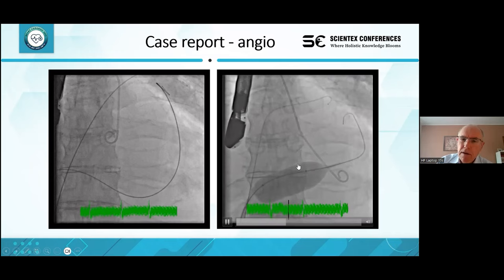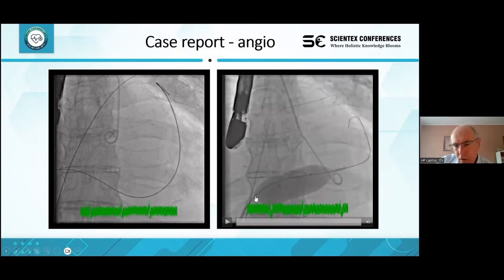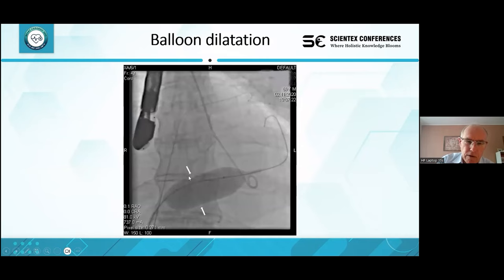Here is another angio. You can see introducing the balloon to the left atrium and through the membrane in the left atrium to one of the holes in this membrane, and dilated. This balloon was 2.5 centimeters in diameter, and we dilated this hole in this membrane in the left atrium. Here are the arrows which show you the impression in the membrane on the balloon, because the membrane was very stiff and had some calcification in it.